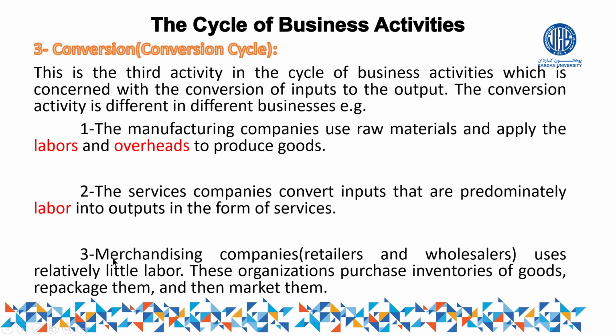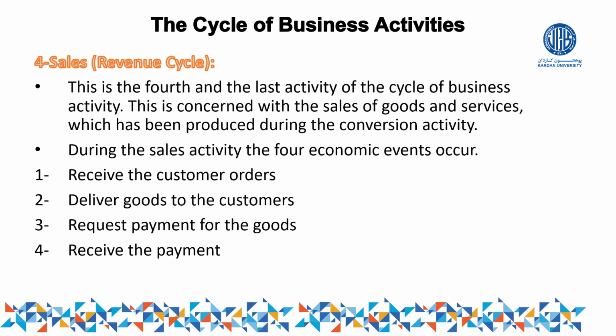But whatever the activity is, whether it is more or less, it's a kind of activity that we should record in the books of account. So this was very simple, and this is the third activity. The last activity in the accounting cycle is this one, the fourth one in the cycle of business activities: the sales or the revenue cycle. We can say this is the fourth or last activity, and through this cycle the business generates revenue in the organization.